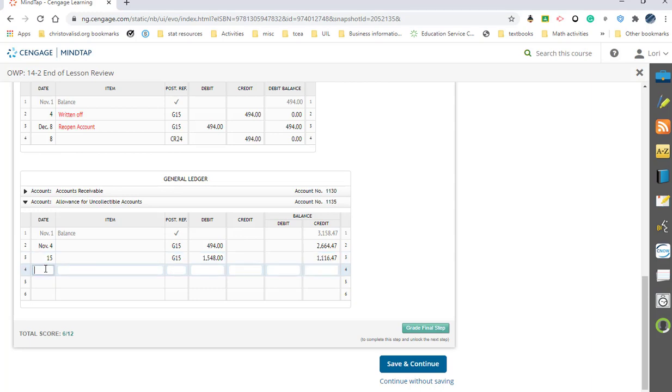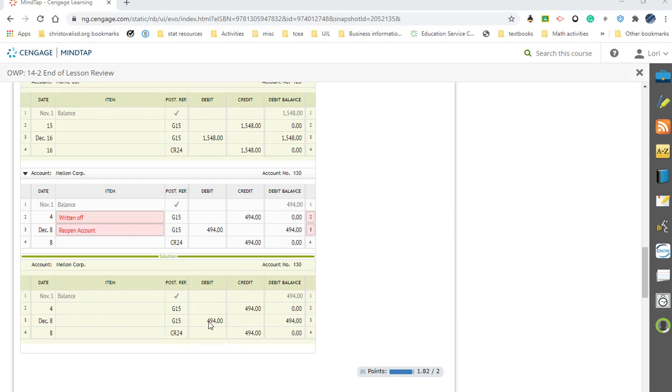And then on December 8th, from Journal 15, page 15, we have a credit because some money came in. We had to take it back out, and so we're going to add back into that balance. And we end up at $1,610.47. Go ahead and check it at the end.